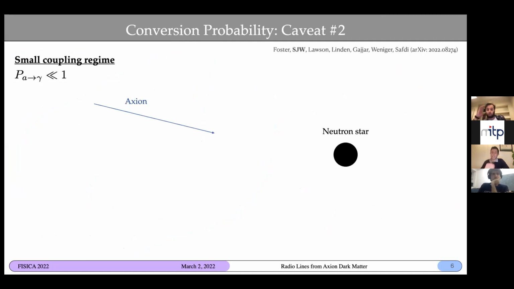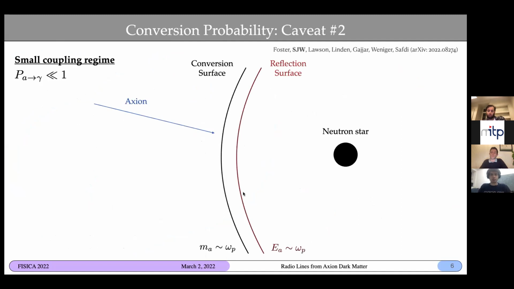There is a second caveat. So let's consider, for example, the small coupling regime, where we can assume that the axion photon conversion probability is much, much less than 1, and consider an axion falling into the magnetosphere of a neutron star. As that axion falls in, it's going to cross the conversion surface, which is again defined by the point at which the axion mass matches the plasma frequency. But the axions at this point are only semi-relativistic. So sitting right behind that conversion surface on very, very small distance scales, you're going to expect to have a photon reflection surface, which is just the point at which the axion energy would match the plasma frequency.